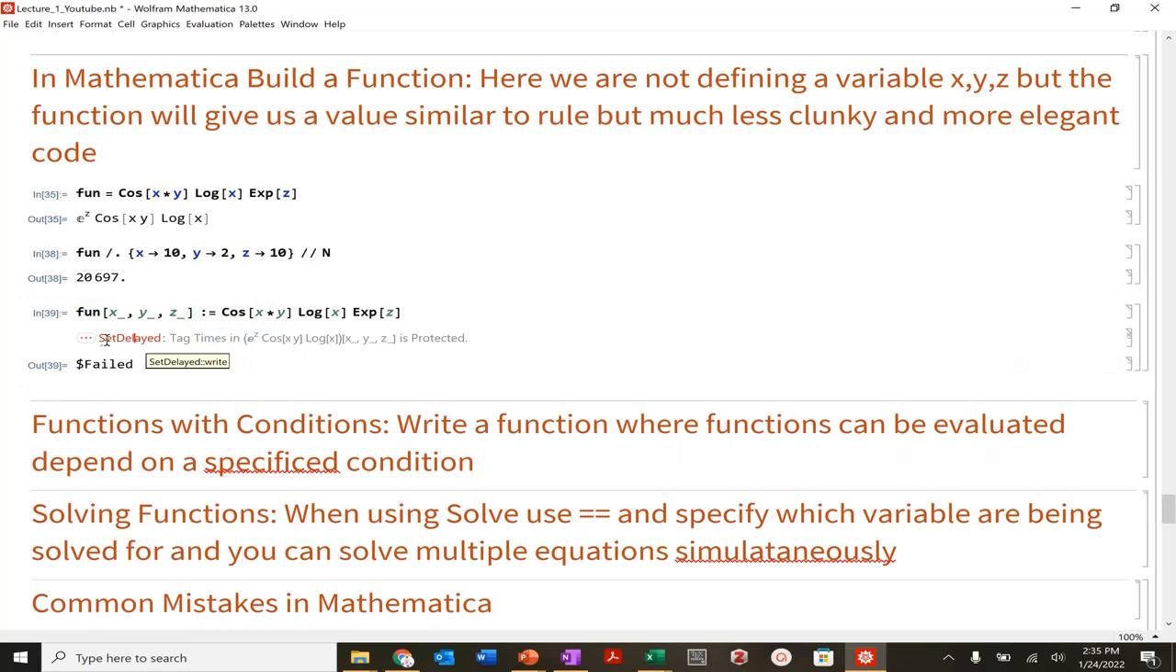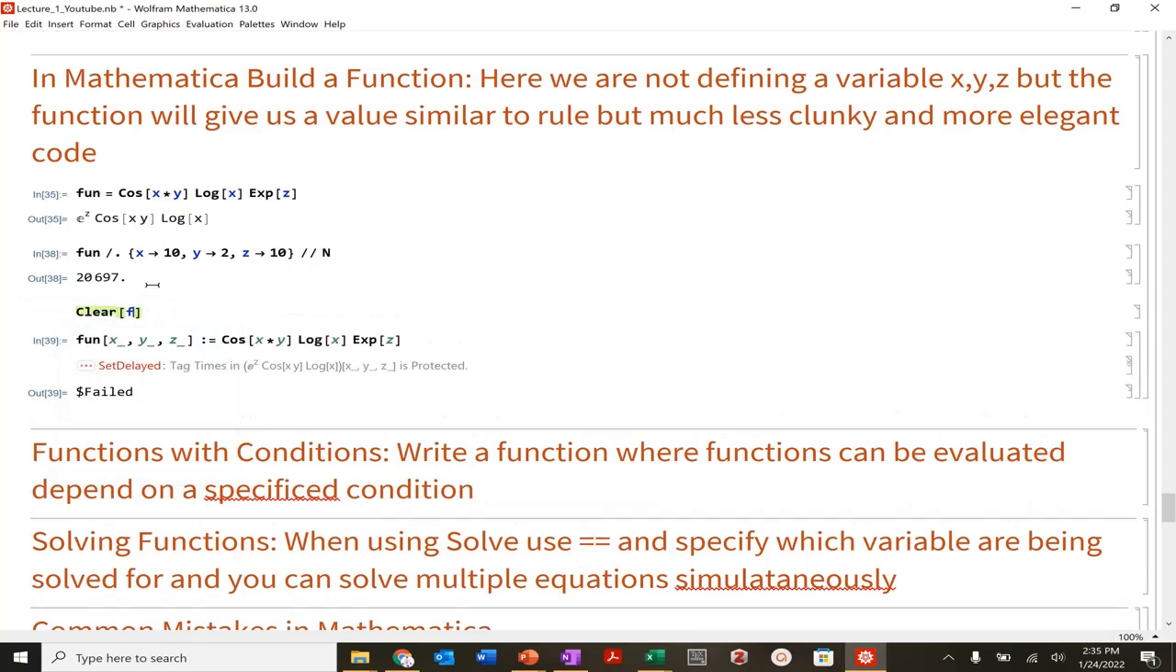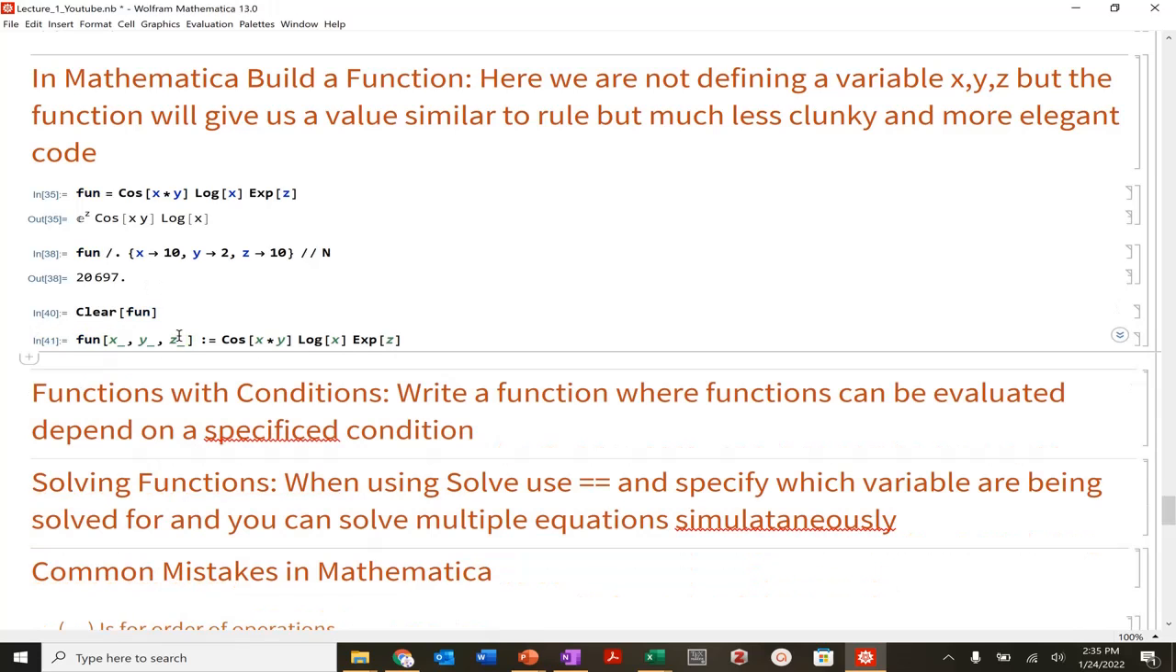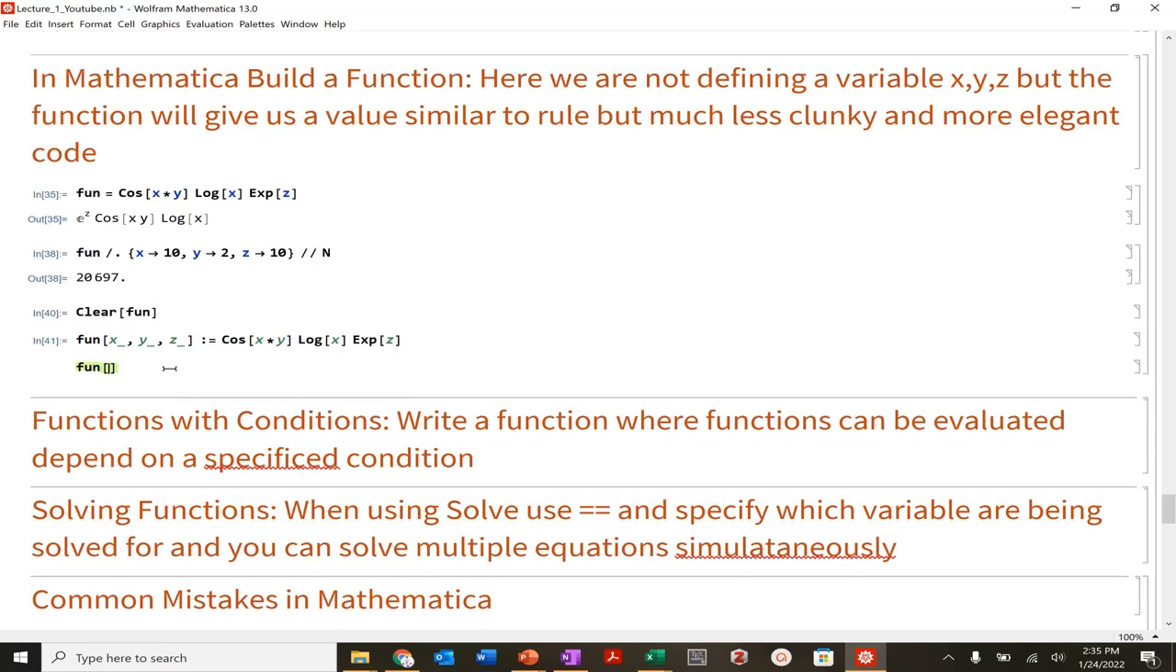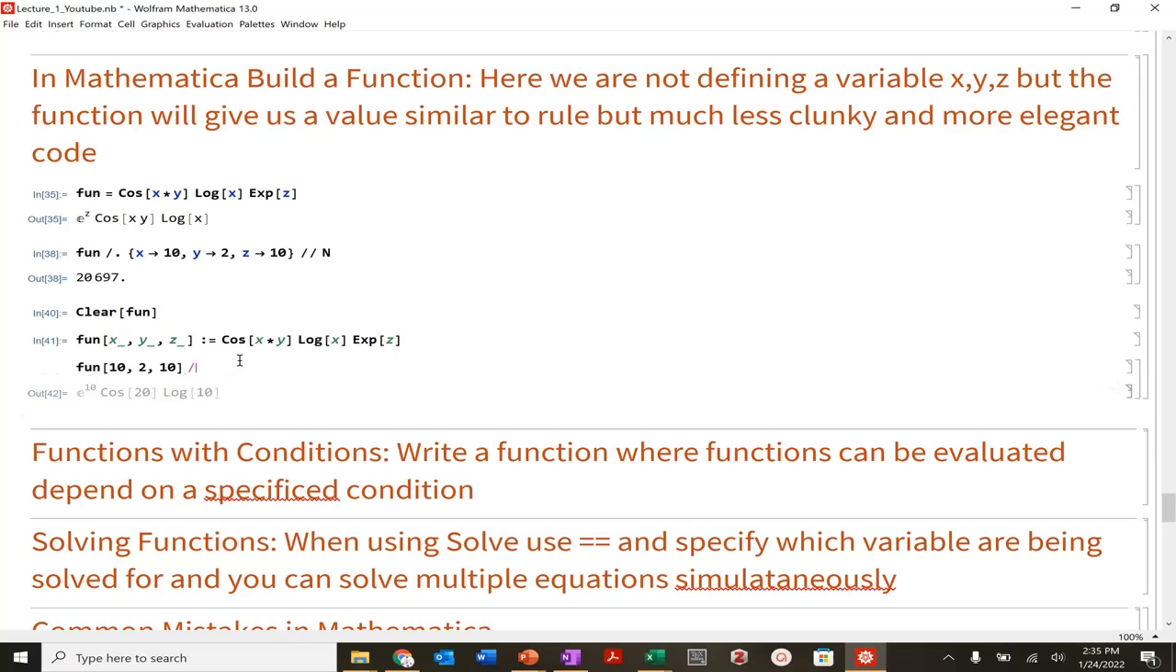See, right now I'm getting this error because I previously defined function. So I need to do clear function, and I could do it now. Now it's good. So now I could do the same thing, 10 to 10. I can look at this numerically. Much nicer, right? So easy to write that function and show it.